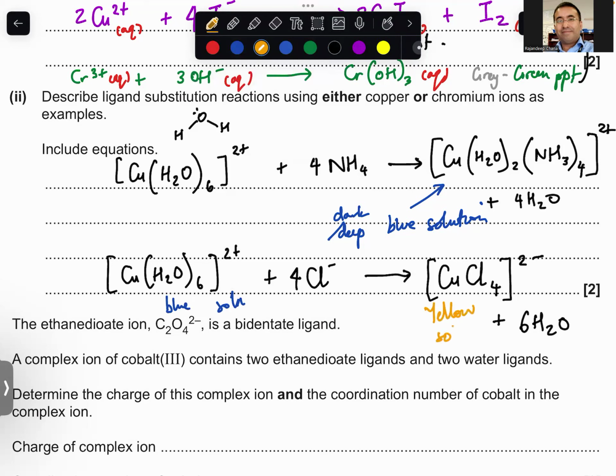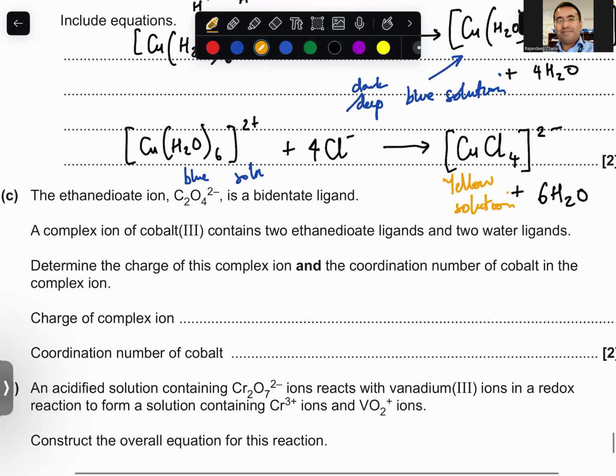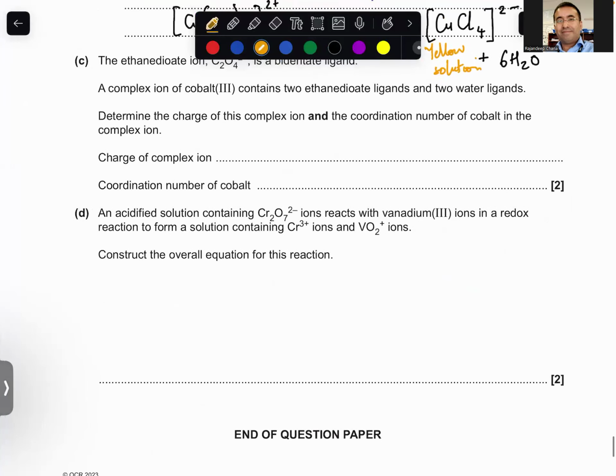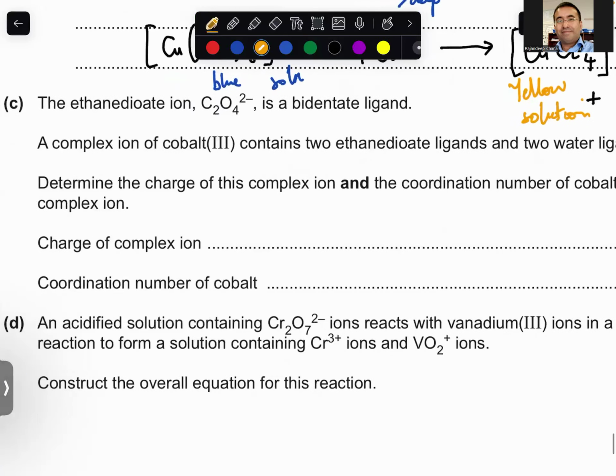Yellow solution. As I said, learn the colors. So giving you 2 possible answers there. The last question is asking you, waiting for time. Okay.